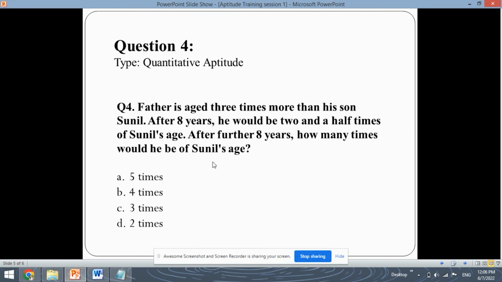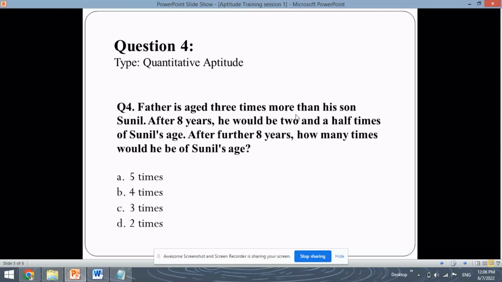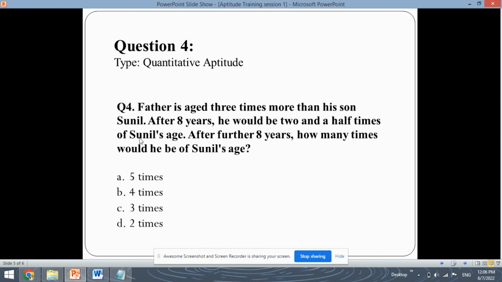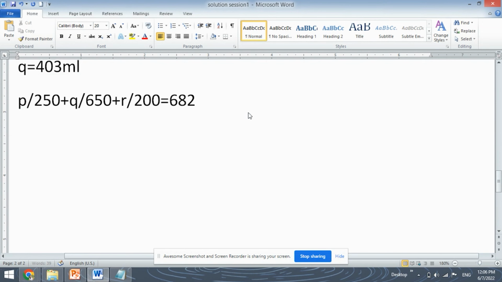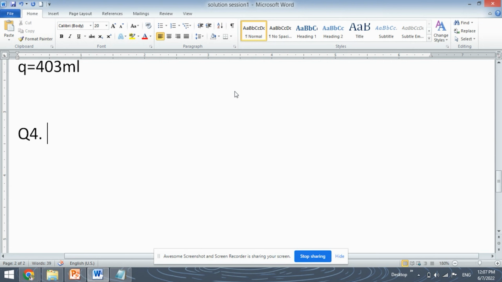So they have given a span of 8 years at current. This is the current equation which says father is aged 3 times more than his son Sunil. After 8 years, he will be 2.5 times. And after more 8 years, how many times would he be of his son's age? So let's frame this question in the form of equations so that we can better understand it. So this is question 4. Let father's age be F, son's age be S.